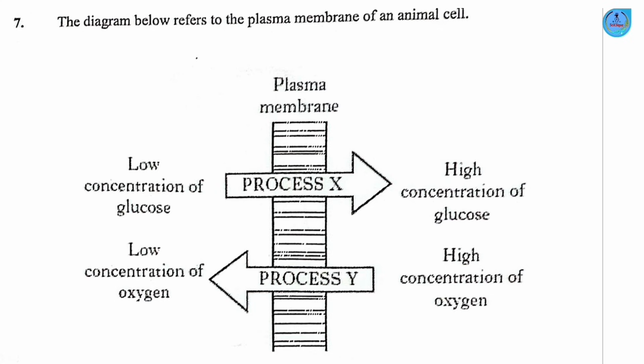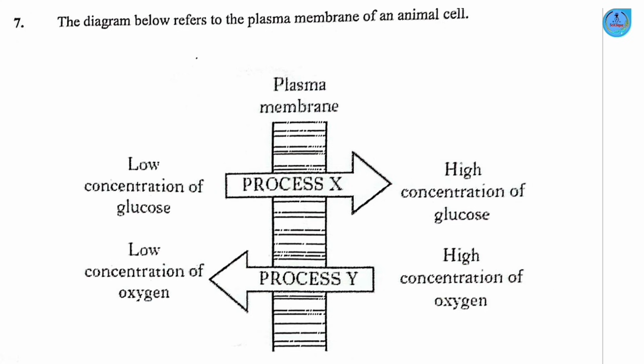Okay, so let's start with X. If we look at X, we are having glucose moving from a region of low concentration to a region of high concentration. What is that? That is active transport. Why? Because movement is against the concentration gradient. We are talking about particles, specifically glucose, moving from a region of low concentration to a region of high concentration.